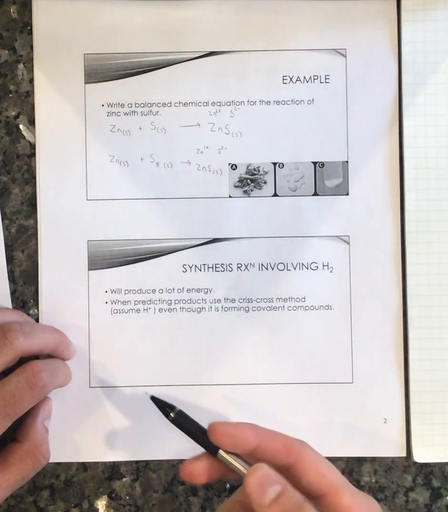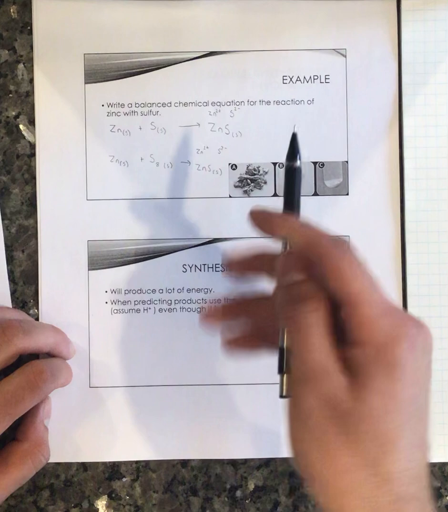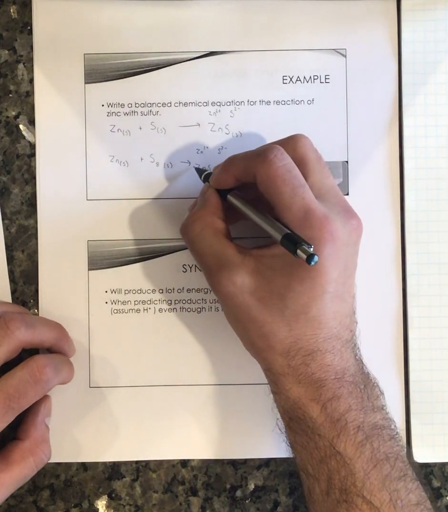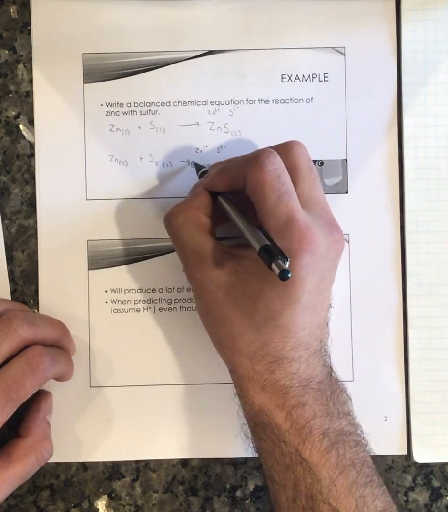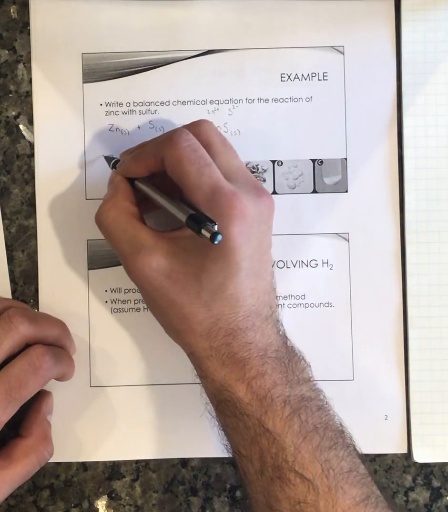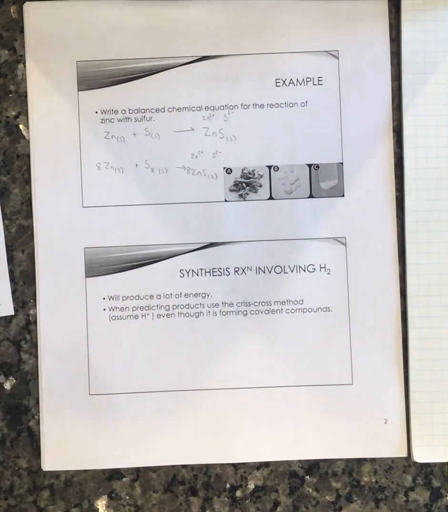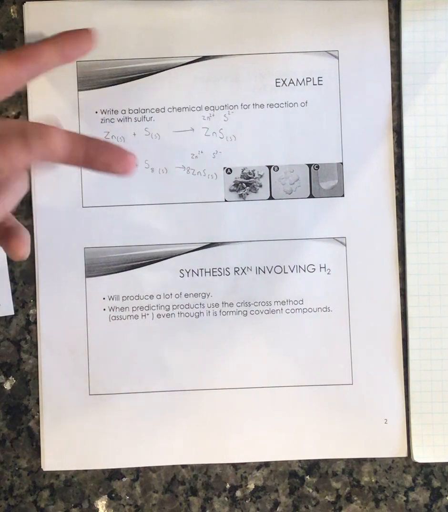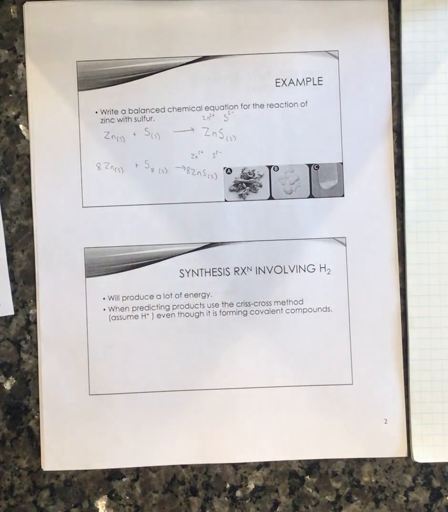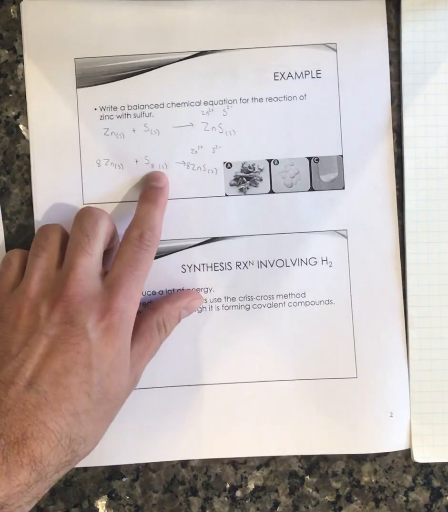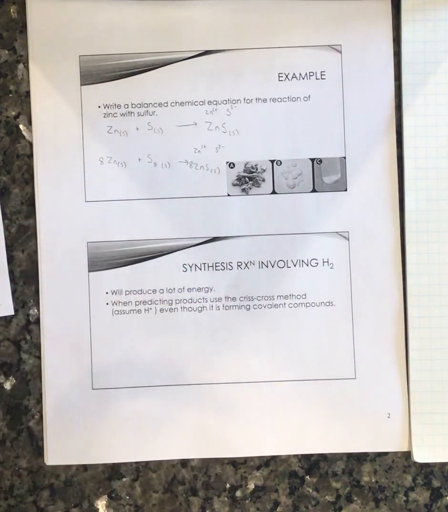The only thing you're going to need to do is balance this 8. So I need 8 sulfurs here, and then I'll also need 8 zinc there. That's the only thing it's really changing. On a test, I'll accept either. If I ever ask you a question with sulfur, if you put S like that, or an S with the 8, I'll accept both. The only thing you need to make sure you know how to do is balance it correctly. So that's essentially what a synthesis reaction is.